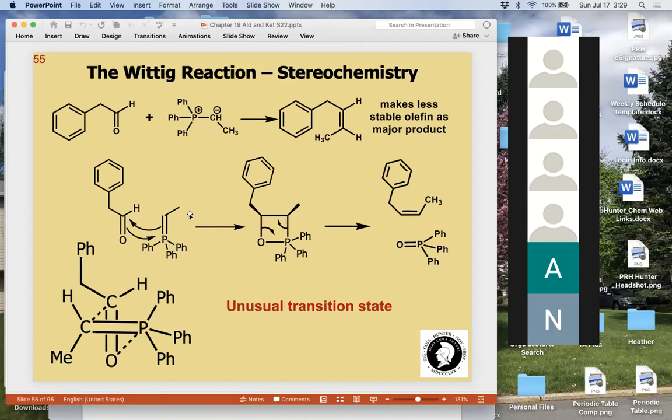We talked about the Wittig reaction and how this transition state shows how the transition state lines up. It fools the molecule into getting the methyl and the benzyl on the same side. So it's a kinetic product, and it doesn't realize that until it's too late.